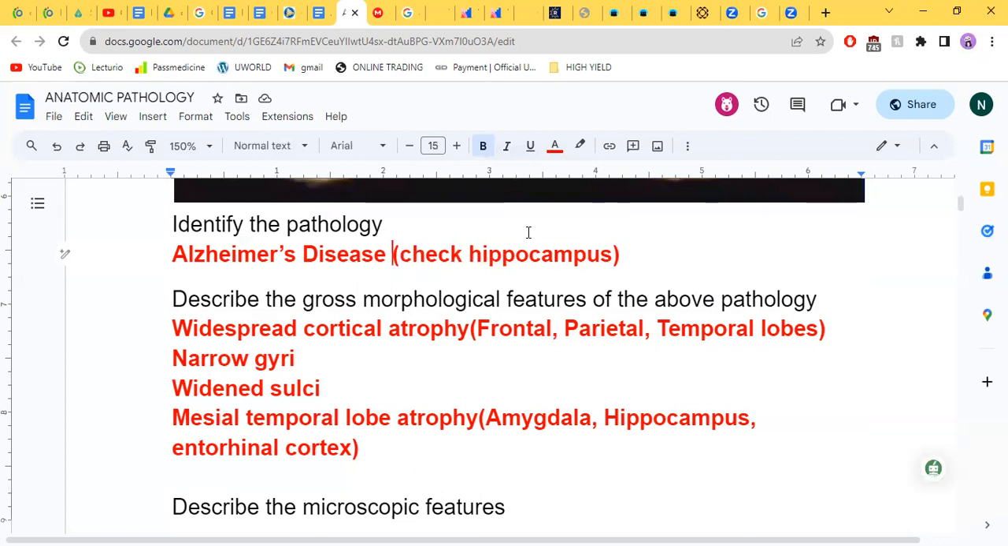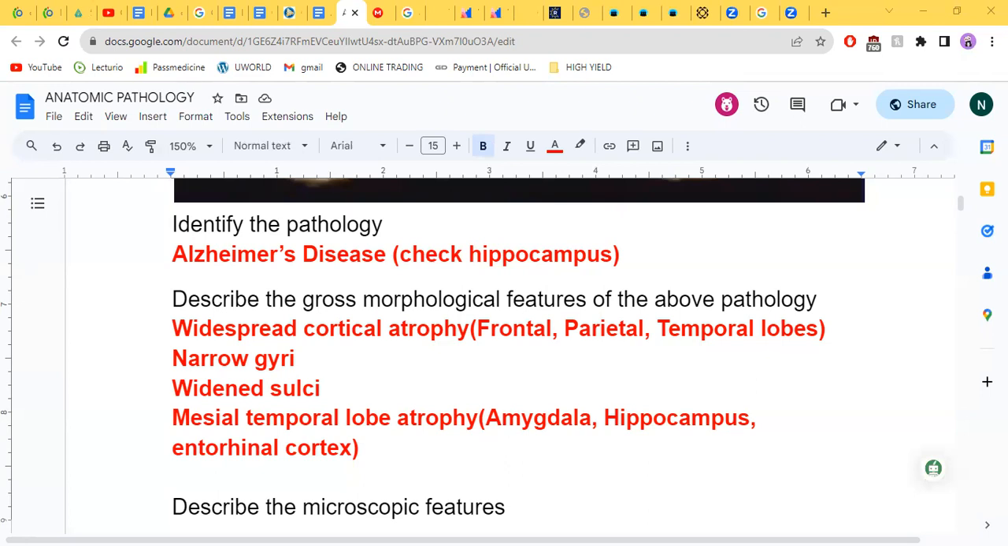Is it frontotemporal dementia? Yes, frontotemporal dementia. Now, in frontotemporal dementia, you'll only have this atrophy in the frontal and temporal lobes. The occipital and parietal lobes, when you look at them, will be almost intact. And for that, we also have this knife-edge kind of appearance.